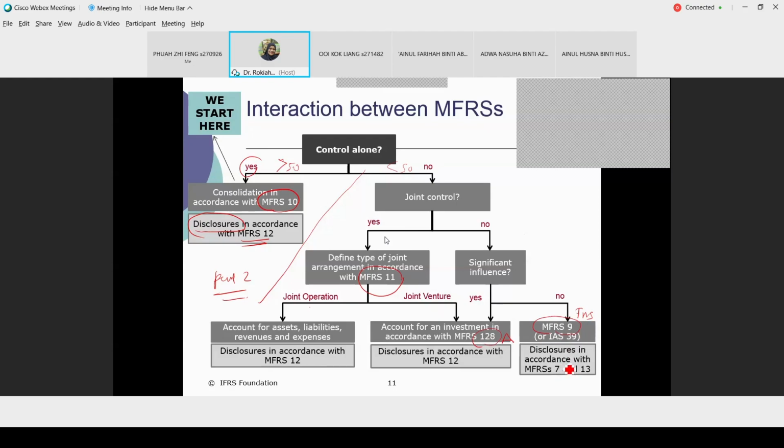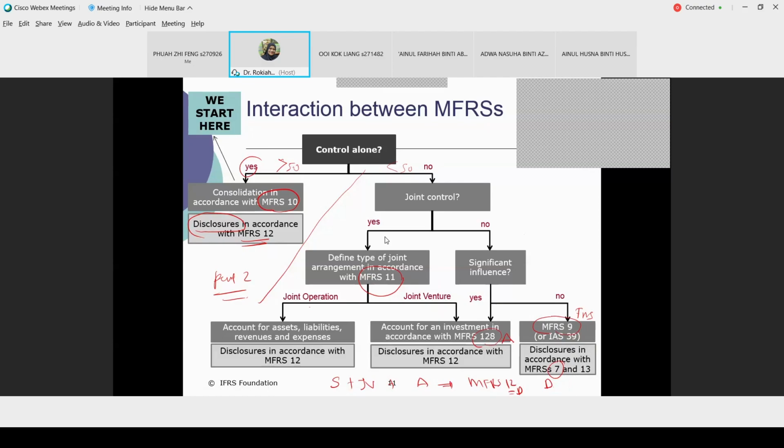So for 9 here, we need to refer to 7 here. 7 is related with the disclosure specific to a financial instrument. If that one is a subsidiary, a joint venture, or an associate, we need to deal with MFRS 12 for the disclosure. But for financial instrument, we need to deal with MFRS 7. So these are the only standards that we deal with.